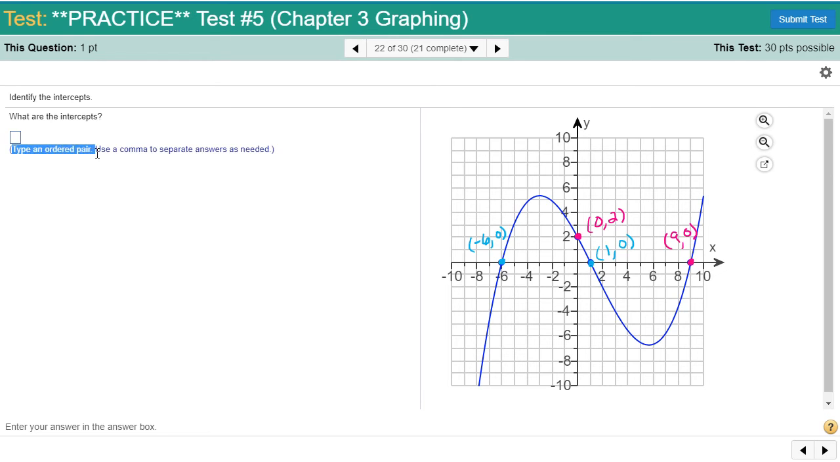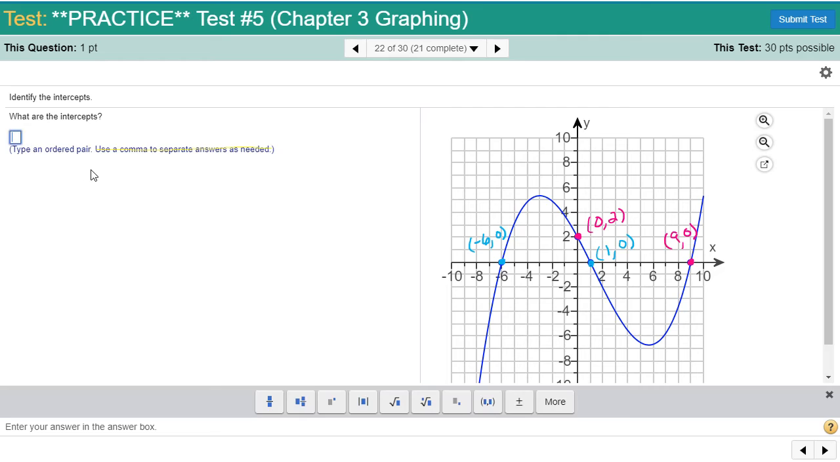Now, notice what it says here. It says type an ordered pair, use a comma to separate your answers as needed. So please take this into account when you are entering your solutions, or in this case, your ordered pairs. If you type in your ordered pairs without separating them by commas, you are going to get the answer wrong. The computer cannot understand that.